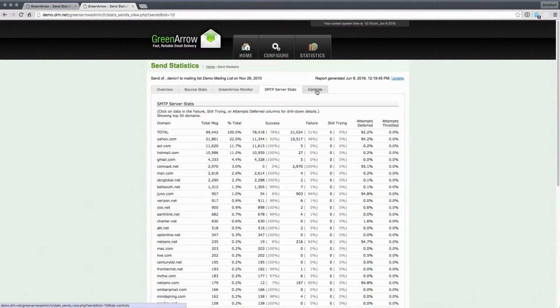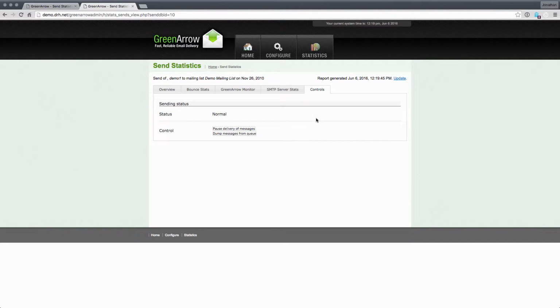The last tab here are the controls. For each campaign that comes into Engine, you can pause the delivery of the messages, or you can dump the queue entirely for this campaign. When you dump the messages from the queue for this campaign, it only impacts this campaign.